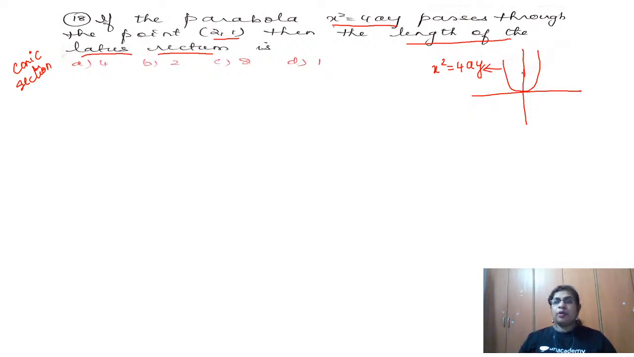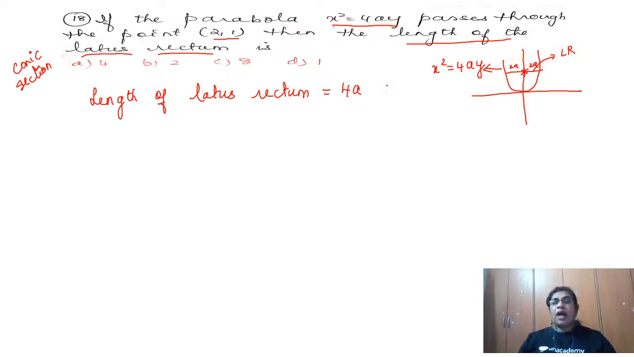If this is the parabola, we have the focus inside the mouth of the parabola. Any chord which passes through the focus, perpendicular to the axis, is called the latus rectum. The question asks you to find the length of the latus rectum. The length of the latus rectum is always the same for all types of parabolas, that is 4a. From here to here it is 2a, from here to here it is 2a, so together it becomes 4 into a.